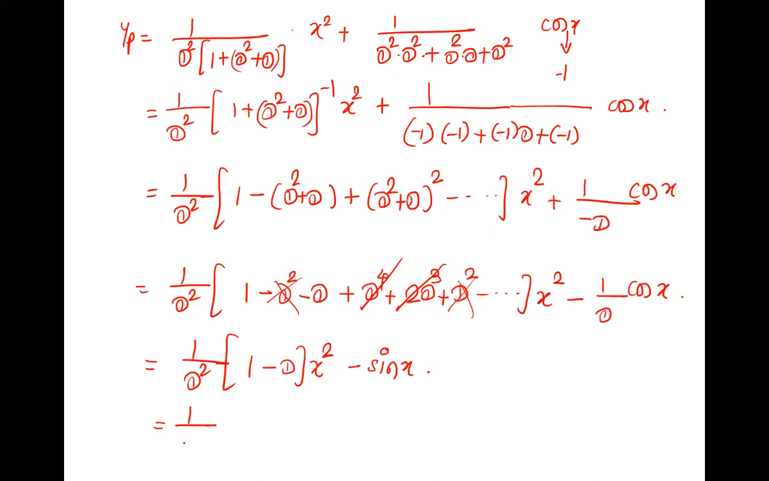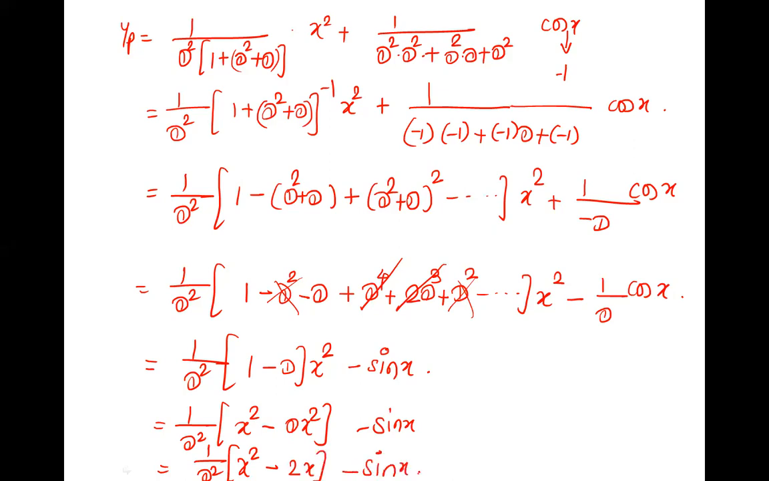Now this 1 by d square as it is, 1 into x square minus d into x square minus sin x. But what is d in the numerator? d in the numerator means derivative. So derivative of x square is 2x, minus sin x. This is a different function. We have solved it and it is completed.